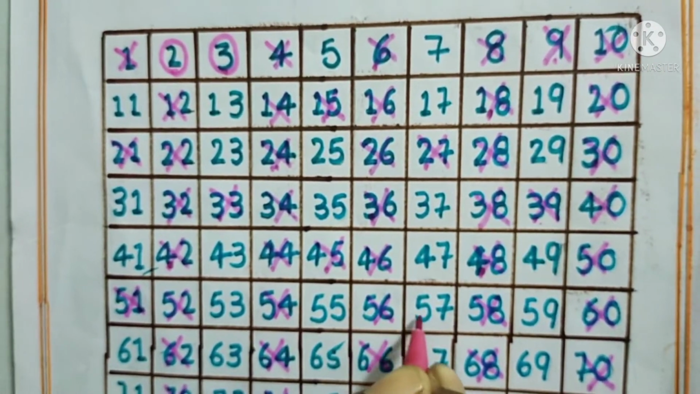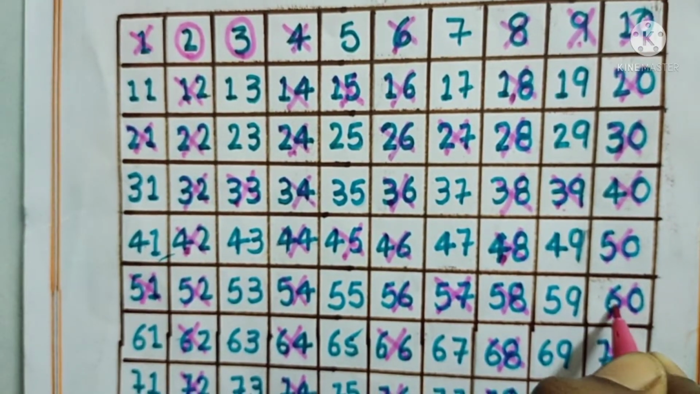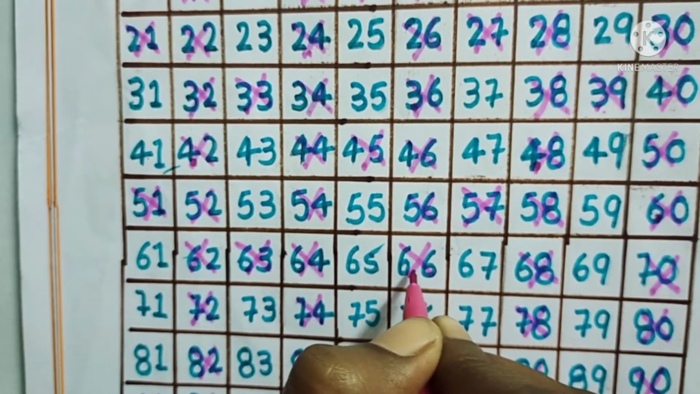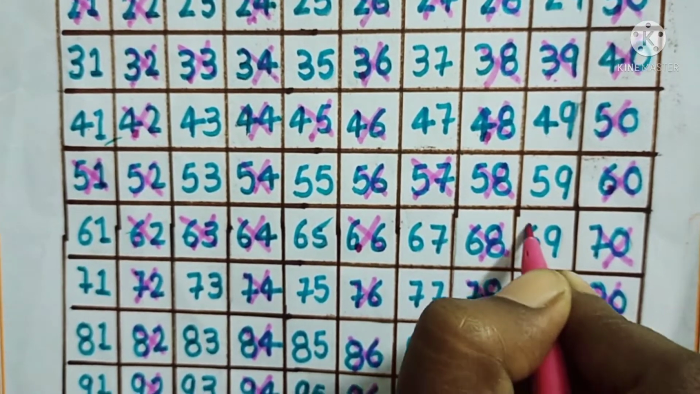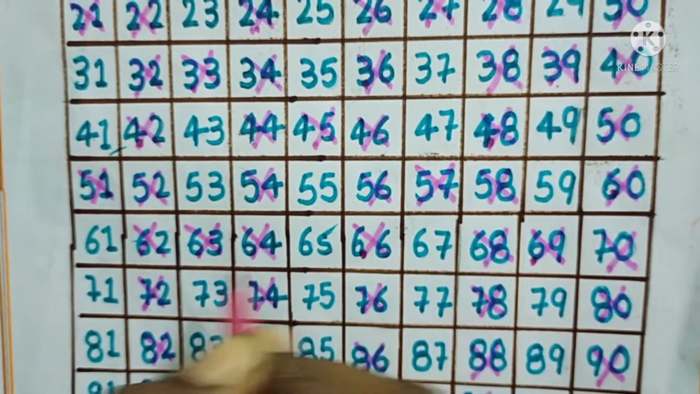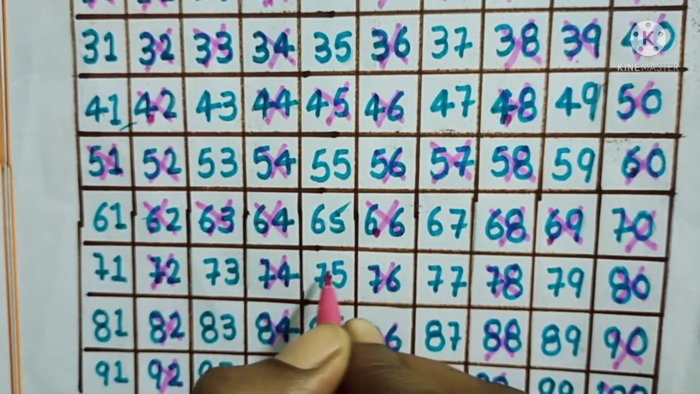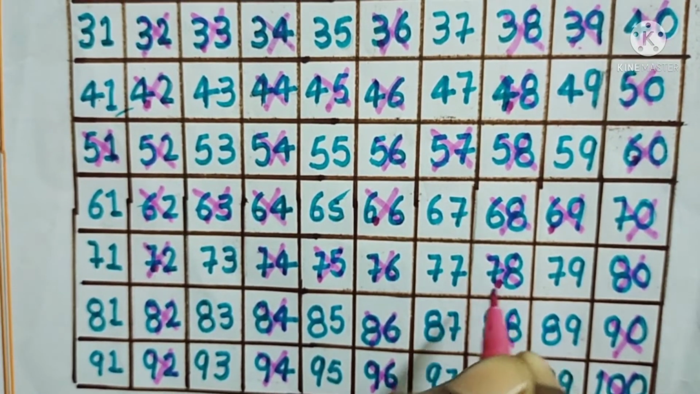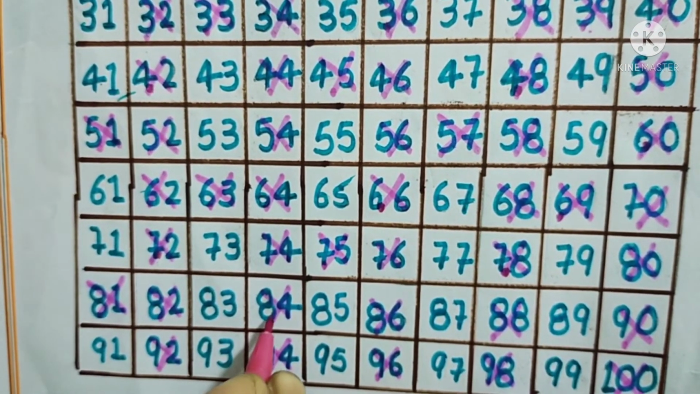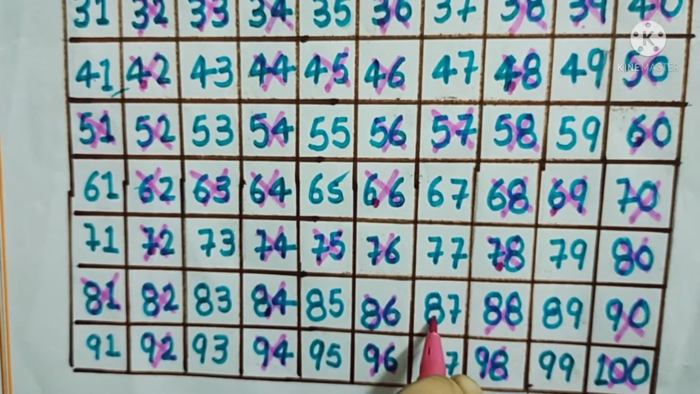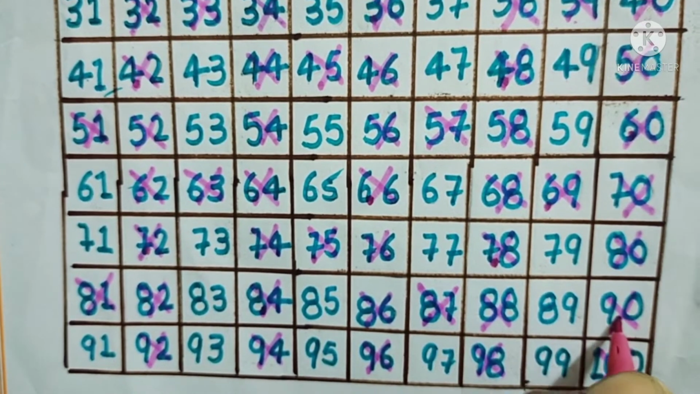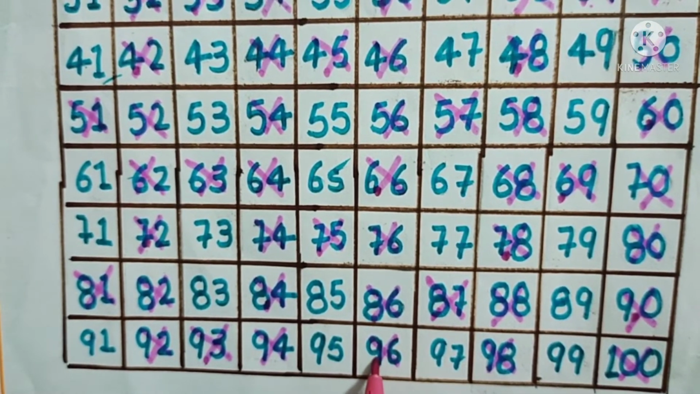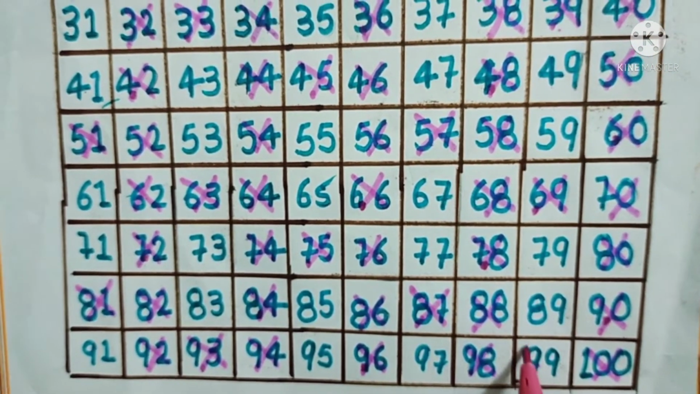54, 57, 60, 63, 66, 69, 72, 75, 78, 81, 84, 87, 90, 93, 96, 99.